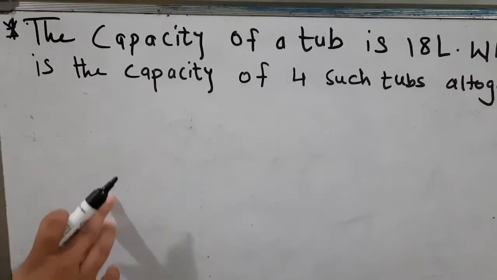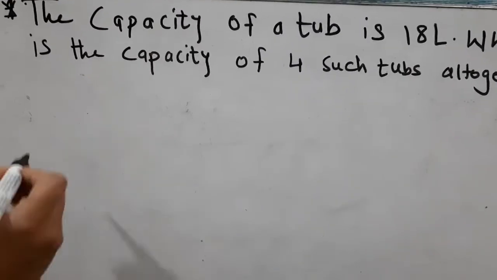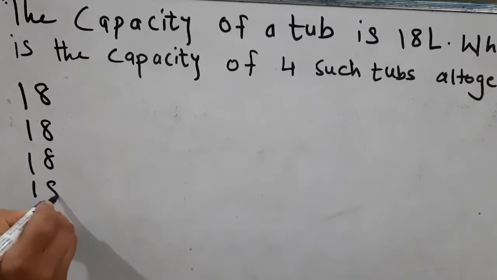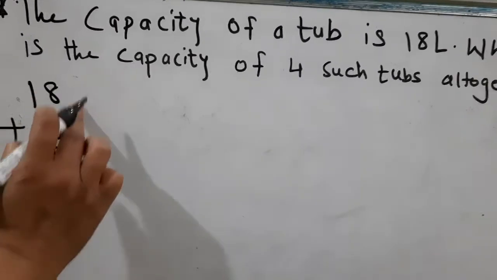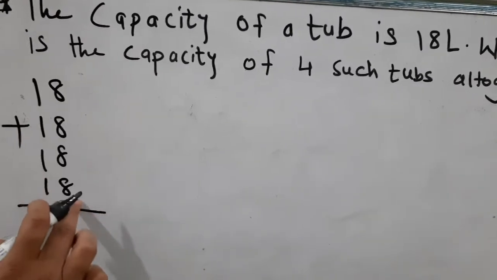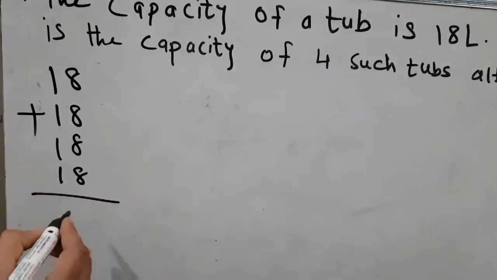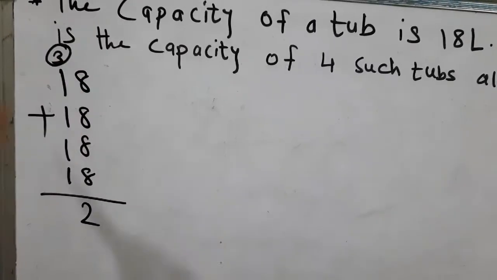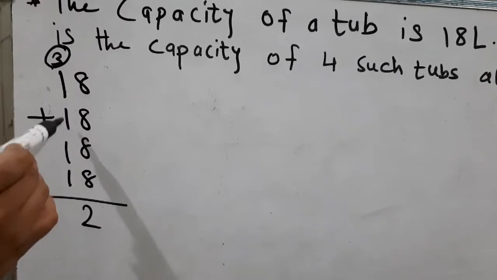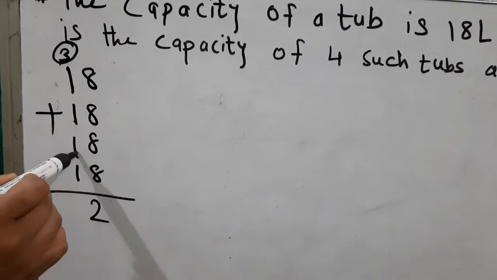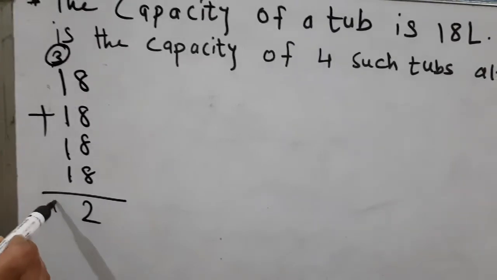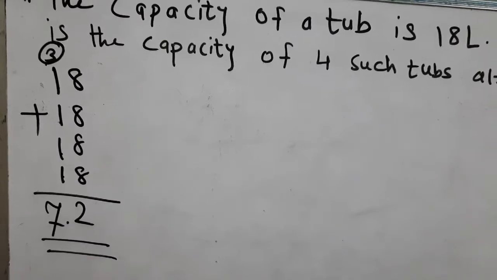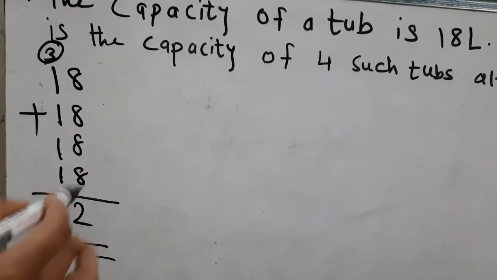We can solve it by using the repeated addition method, like 18 plus 18 plus 18 plus 18. We can do the repeated addition. 8 plus 8 plus 8 plus 8 is 32. 2 will be here and 3 will be carried on the tens place. 3 plus 1 is 4, 4 plus 1 is 5, 5 plus 1 is 6, 6 plus 1 is 7. The answer you will get is 72. The capacity of that is 72 liters.